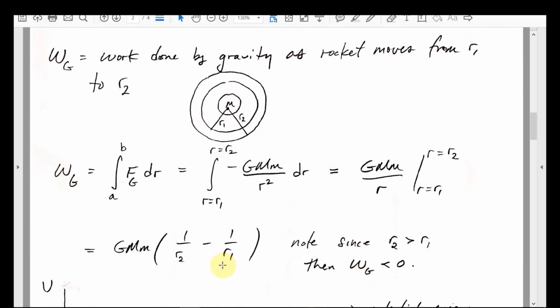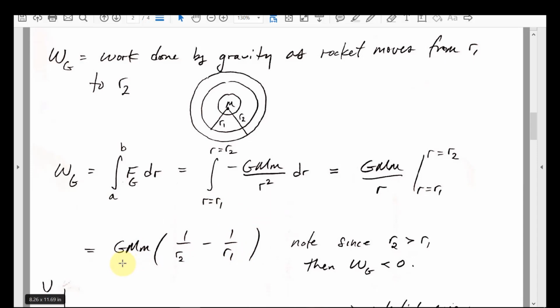Now, notice that because r2 is a larger value than r1, this fraction right here is smaller than that fraction. That makes this whole entire expression negative. So the work done by gravity is actually negative.